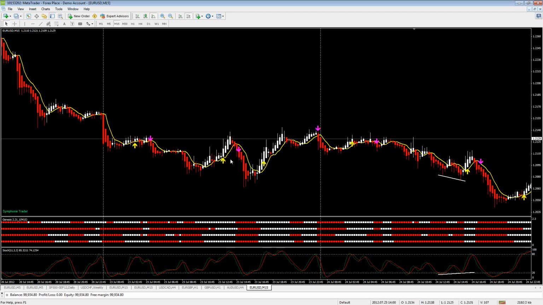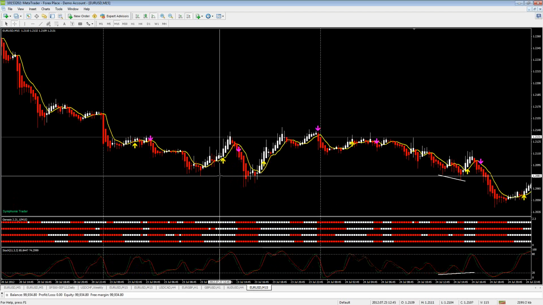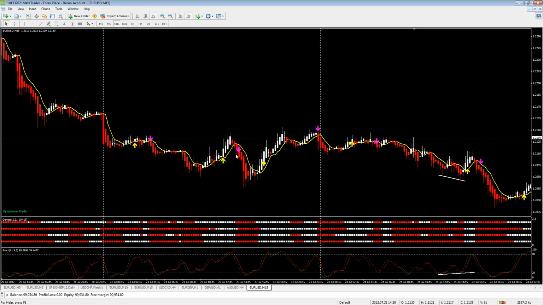You see it gave about 20-25 pips, but that doesn't say it's according to the rules. If you stick to the rules, you have to wait for the stochastic to also give you an overbought or an oversold zone, as is the case here.